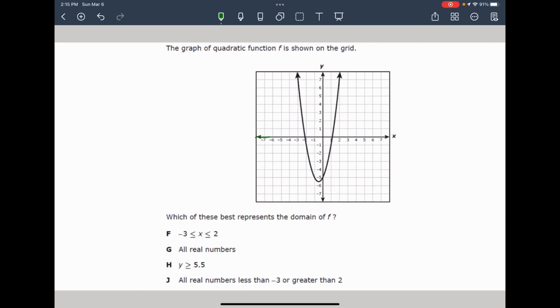So here it says the quadratic function f is shown on the grid, which represents the domain of f. So domain, remember, is all x values. And these arrows show us that this parabola goes on forever. So it goes forever to the right and goes forever to the left. So we have no boundaries to draw. So that's going to be all real numbers.